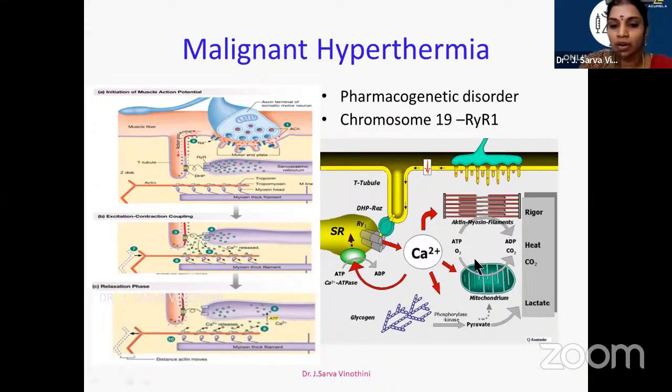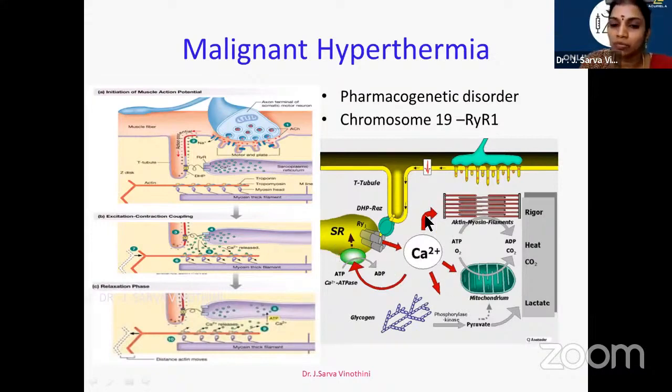What happens is the ryanodine receptor is persistently open. It does not close at all. And so there is a large and continuous efflux of calcium. Calcium is actually very, very lethal when it is in a higher concentration intracellularly. That is why calcium is kept inside the sarcoplasmic reticulum.